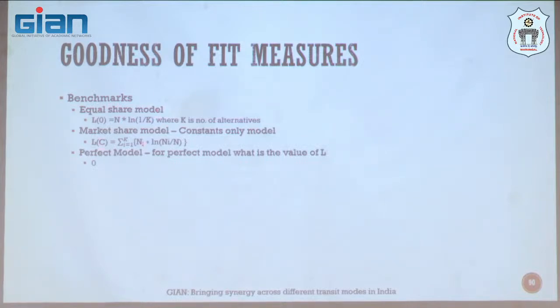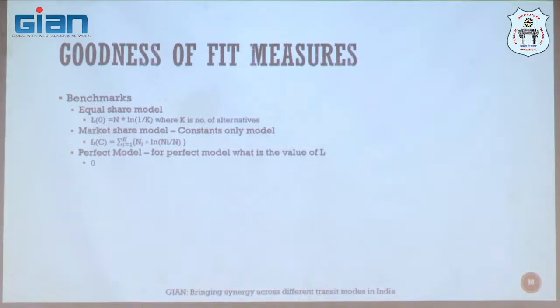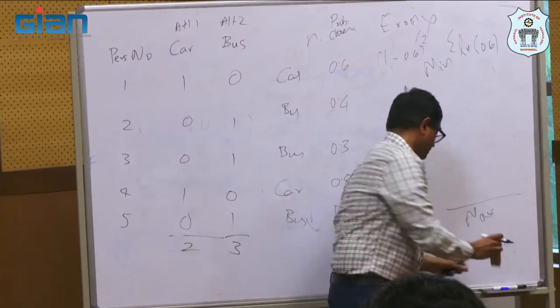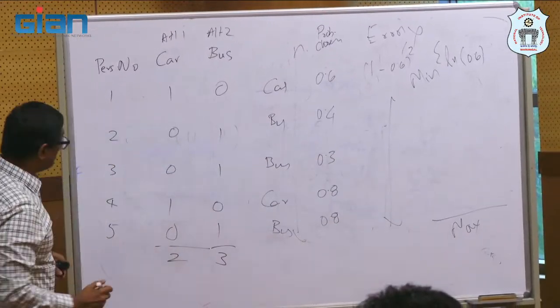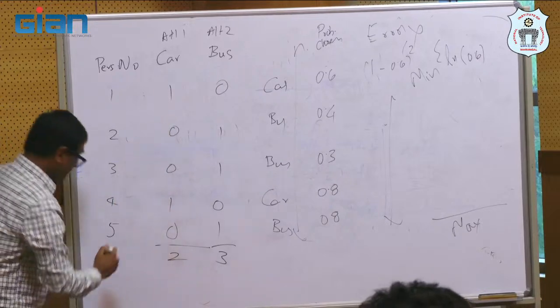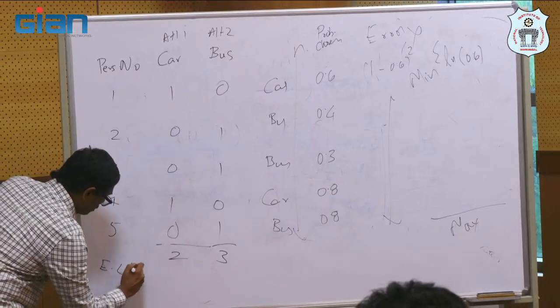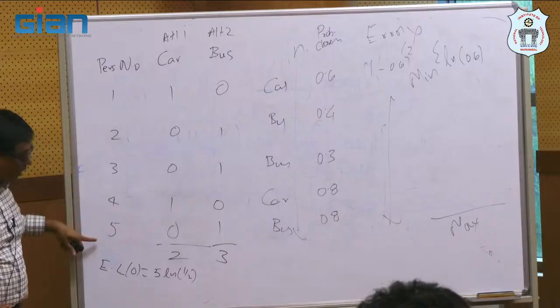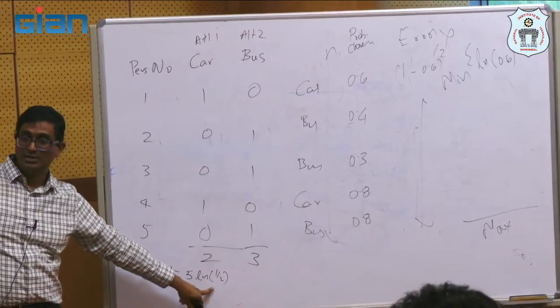Then the second part is called the constants-only model. The constants-only model represents the sample share. So here, if you look at it, this is 2 and this is 3. When you are computing the equal share in this case, there are two alternatives. So the equal share log likelihood, or L of 0, would simply be 5 ln half. There are 5 records. Each of them is 50-50. So that will give you 5 ln half.